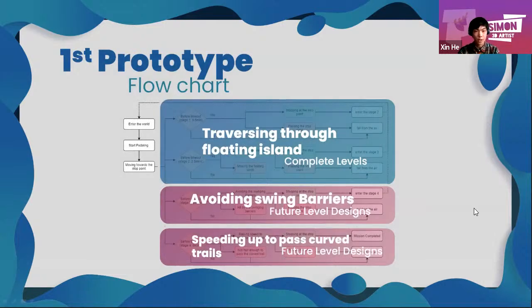So for this unicycle idea, we designed 4 levels, and currently we made the first 2, which include traversing through some floating islands and stopping at the right spot. We designed the spinning barrels and curved trails for future levels. Both of them require the player to control the speed while pedaling.